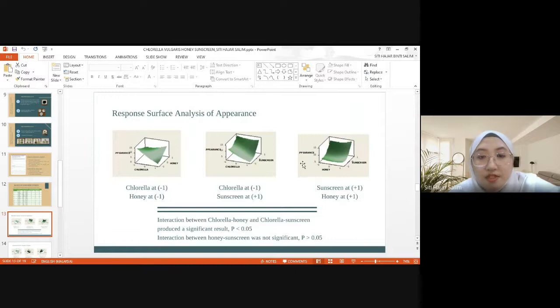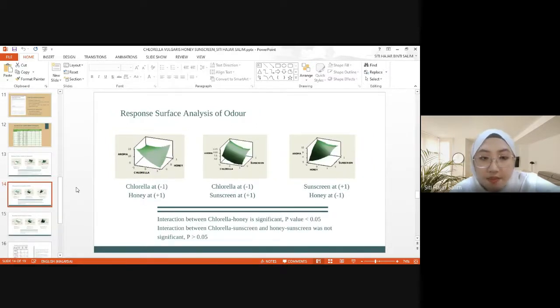This is the response surface analysis of appearance. There are 3 interactions. First, between Chlorella and honey. Second, Chlorella and sunscreen. And the third one is between honey and sunscreen. For the first interaction, both Chlorella and honey were preferred at the lowest amount. Meanwhile, for the second interaction, Chlorella at -1 and sunscreen at +1, the highest level. For the third interaction, both sunscreen and honey were preferred at the highest level, +1.